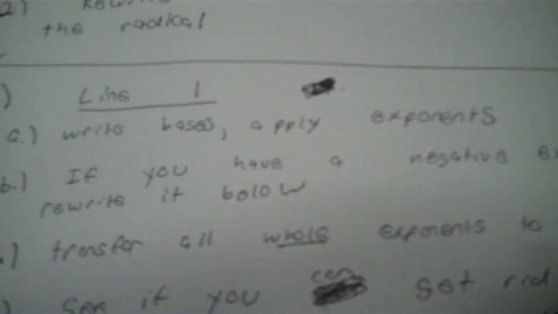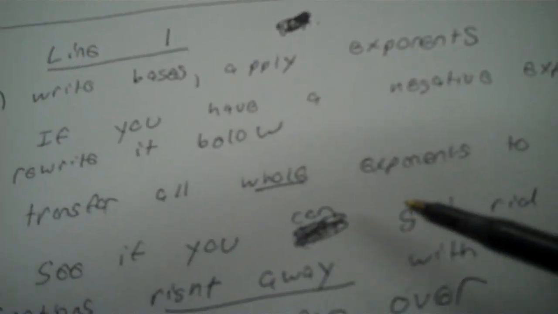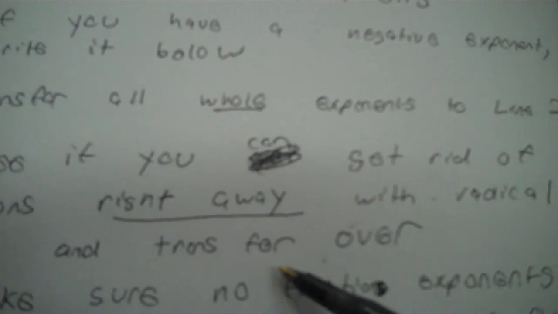You don't have any negative exponents. You don't have to rewrite it. Transfer all whole exponents to line 2. Don't have any whole ones. See if you can get rid of fractions right away with the radical sheet, transfer over. So they're all 2's, so I don't think x is going to show up here. 6 doesn't show up, and y doesn't show up, so nothing happening there.